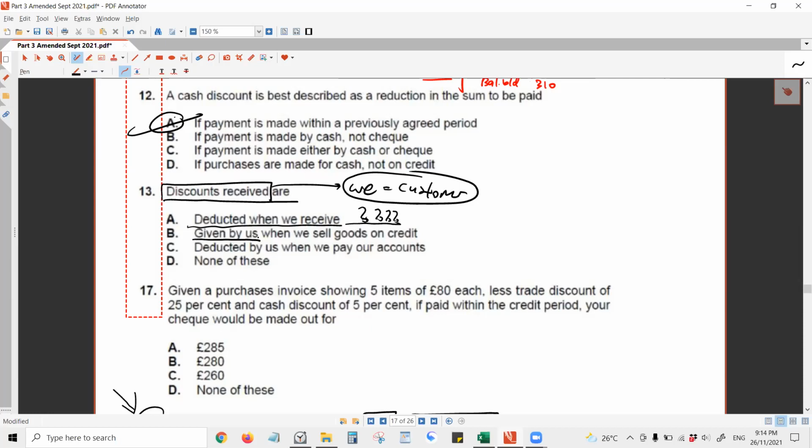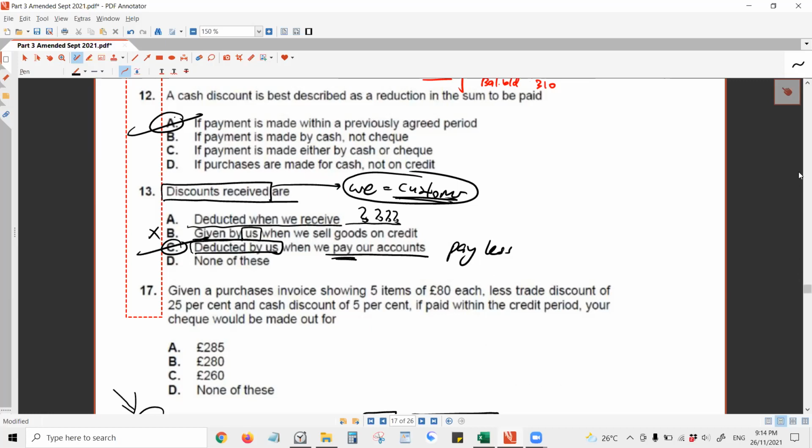Given by us? Are you sure given by us? No. We are customer, right? How can we give the cash discount to someone else? So B is not the answer. Okay, deducted by us when we pay our accounts. Yeah, C is the answer. Because when we have received the cash discount from supplier, it means we pay less, right? That's why you have to deduct the cash discount amount first before you pay. So answer is C.